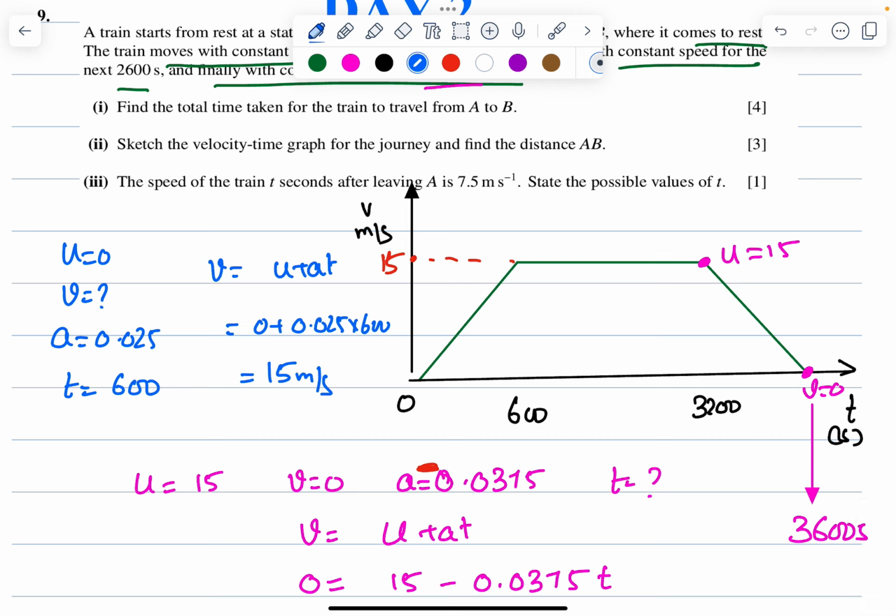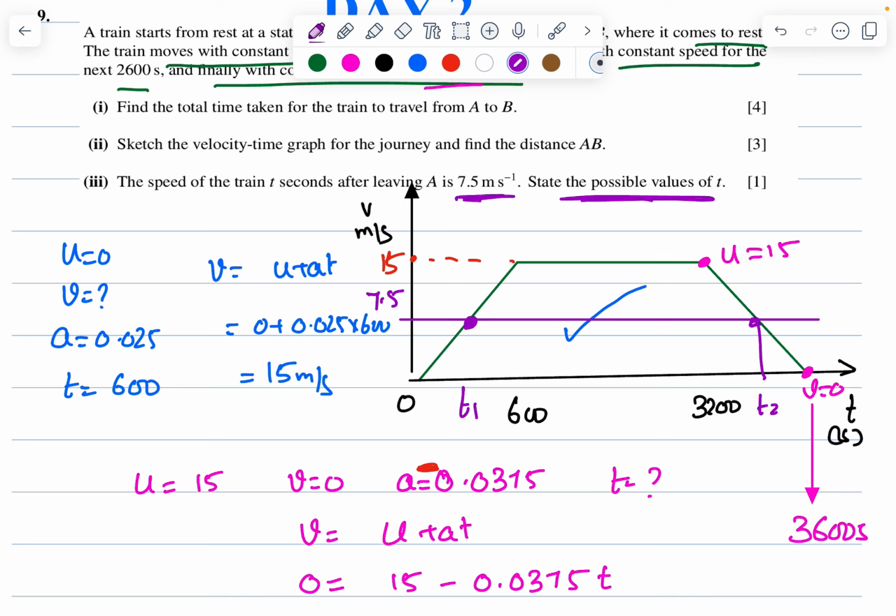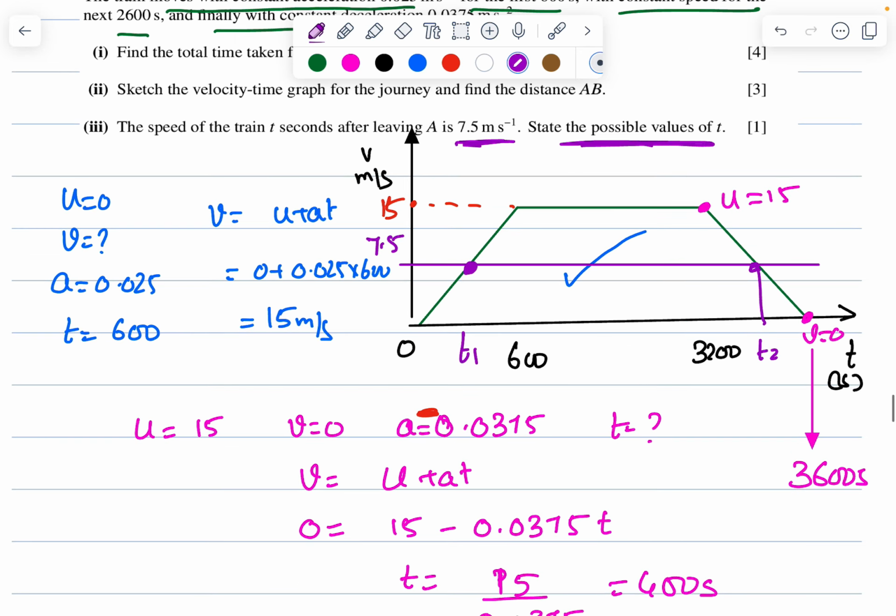Sketch the velocity-time graph for the journey for the distance AB. We have already done that. Then next, what is he asking? The speed of the train T seconds after leaving A is 7.5 meters per second. State the possible values of T. So the maximum speed was 15, but it reaches 7.5 at two different times, T1 and T2. He is asking us to find them, and it's going to be 1 mark. So 7.5 meters per second should be the speed after leaving A.